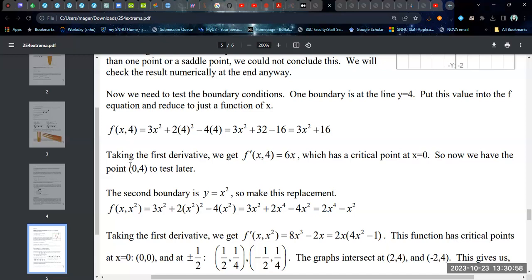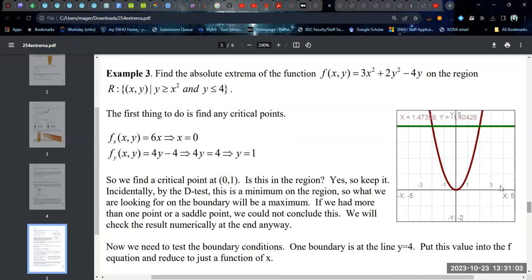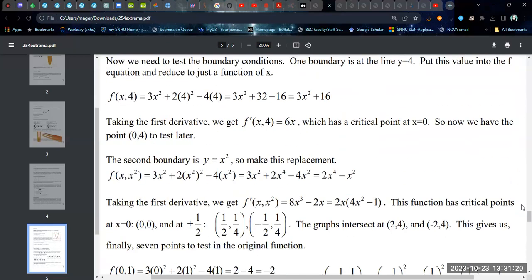So since we had already set y equal to 4, (0, 4) is another point. It's going to be right here. And again, you can kind of think of this 3x squared plus 16. It's going to look like an upward facing parabola, and its critical point is going to be right here at x equals 0. So again, that's going to go in our table of things to check.